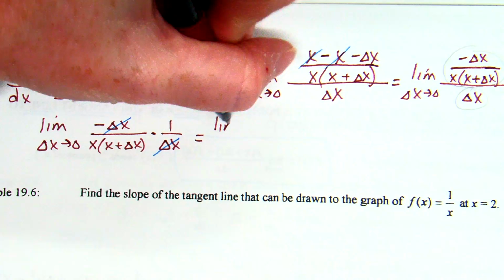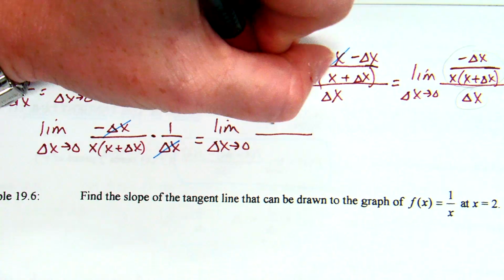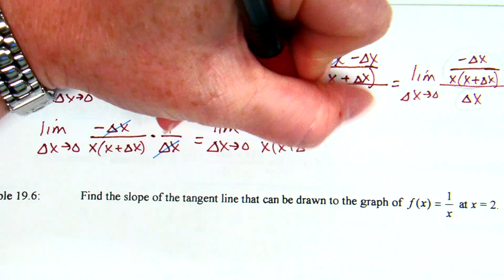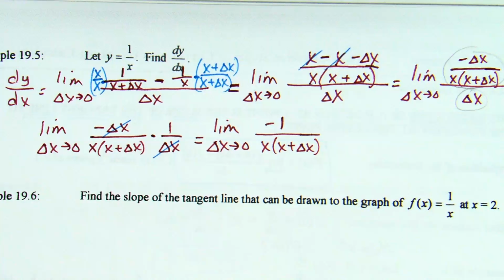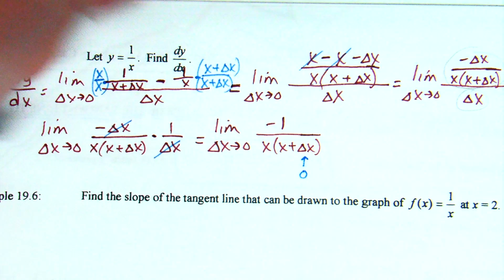The limit as delta x approaches 0. Now what do I have? Negative 1 over x times x plus delta x. If you want to, you could go ahead and distribute that, but honestly, unnecessary in my opinion. What point am I at? It's the limit as delta x approaches 0, so where I see delta x, we're going to put in 0.